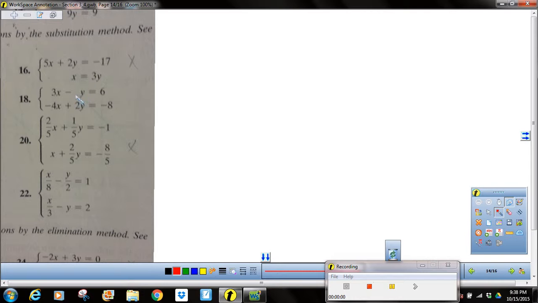This one wouldn't be hard to solve for y. This one probably wouldn't be hard to solve for x. Substituting is going to be ugly if we use the fractions. We'll have to deal with that. But that one's going to be easy to solve for y. So, all right, the method goes like this. I'll do number 16 as the first example.